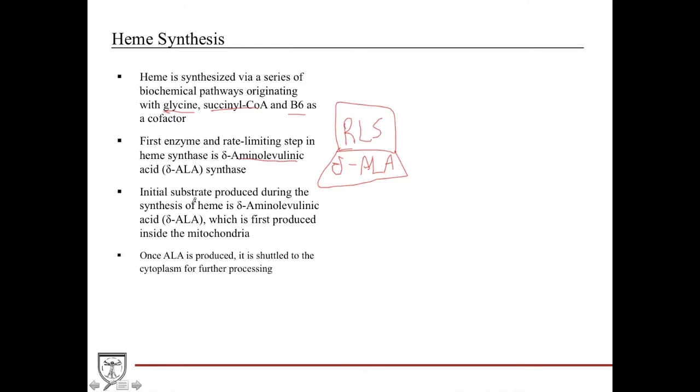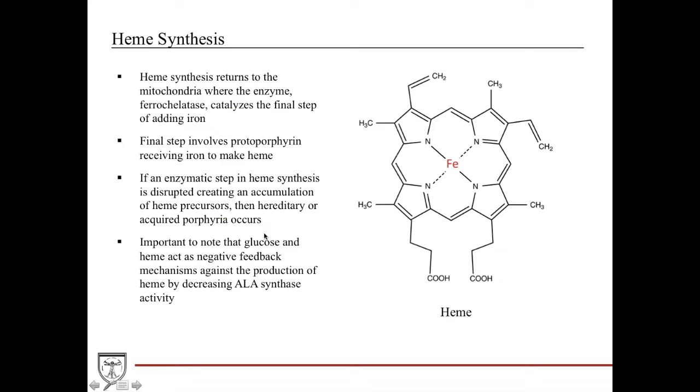So the initial substrate produced during the synthesis of this heme is ALA, which is first produced inside the mitochondria. Once ALA is produced, it is then shuttled to the cytoplasm for further processing. Then synthesis returns to the mitochondria where the enzyme ferrochelatase catalyzes the final step of adding the iron to it. The final step involves the protoporphyrin receiving iron to make the heme, which is the final substance.